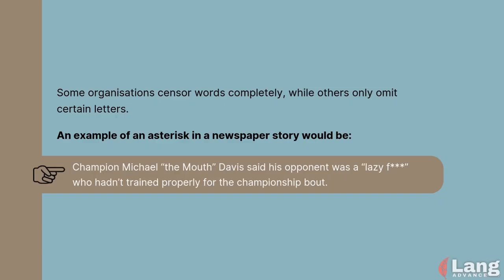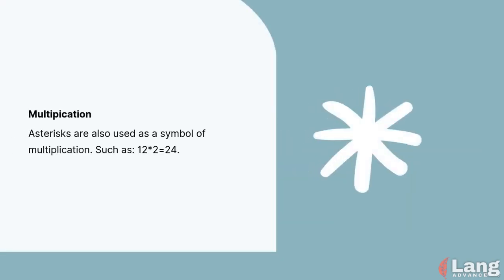An example of an asterisk in a newspaper story would be, "Champion Michael 'the Mouth' Davis said his opponent was a lazy F***, who hadn't trained properly for the championship bout." Multiplication. Asterisks are also used as a symbol of multiplication, such as 12 * 2 is equal to 24.